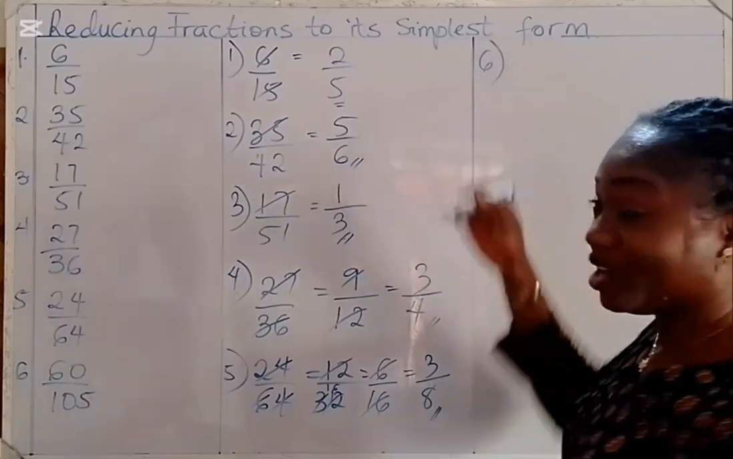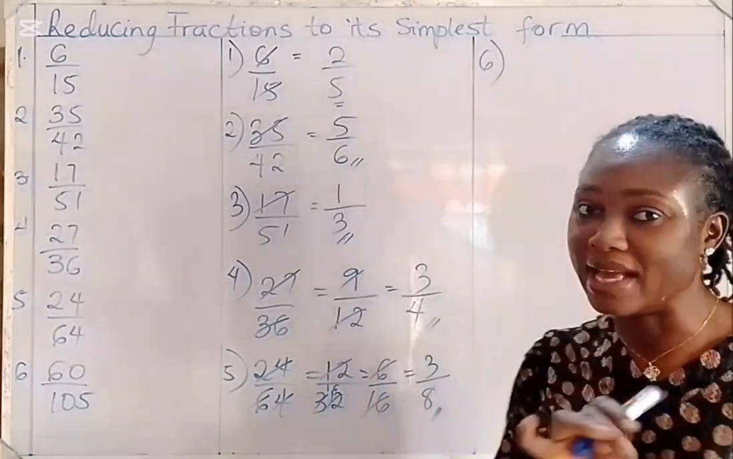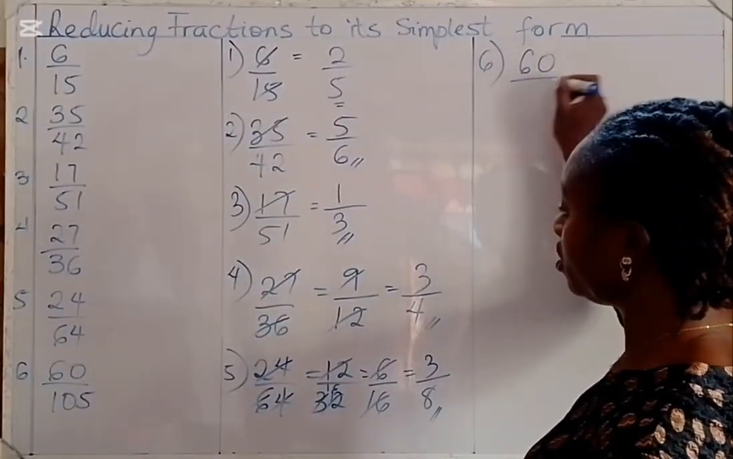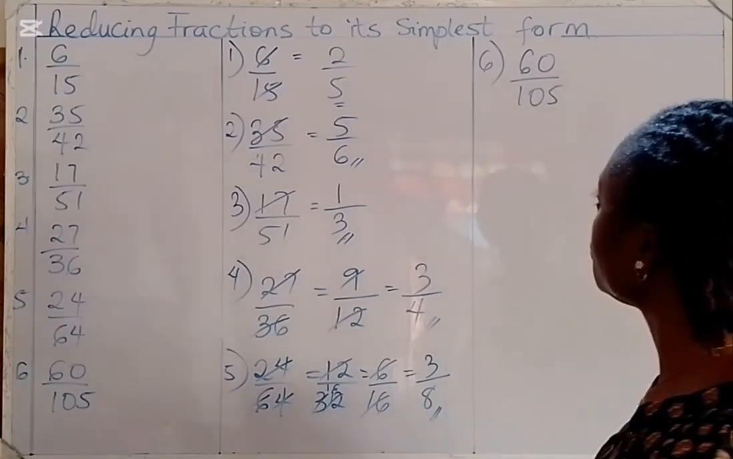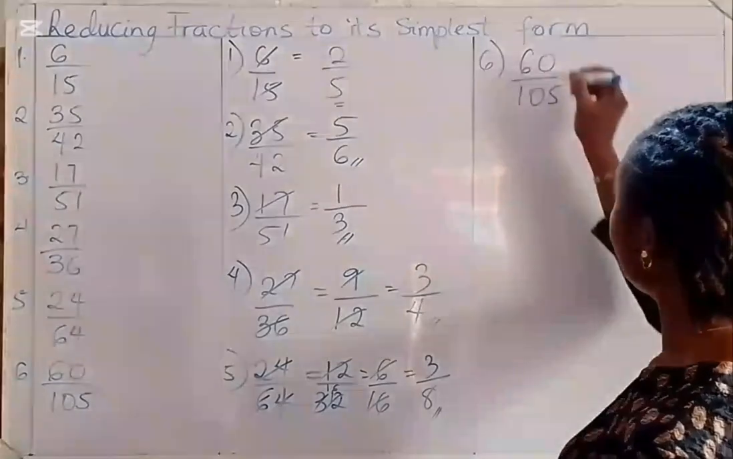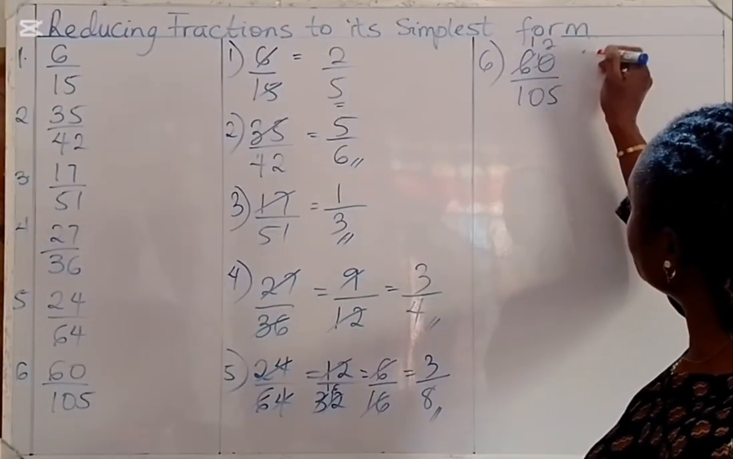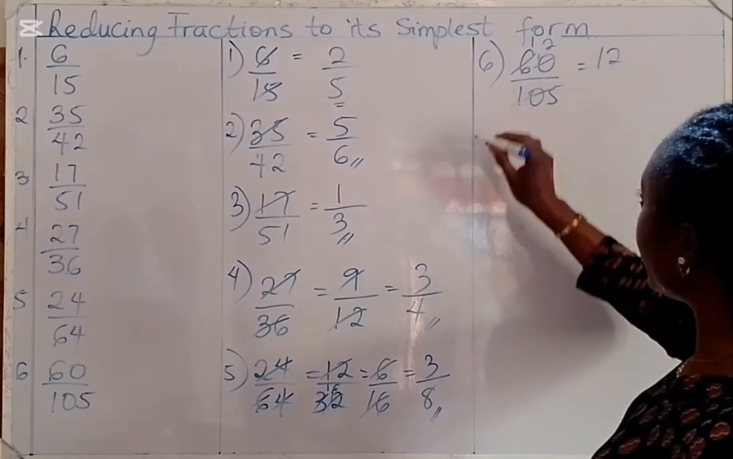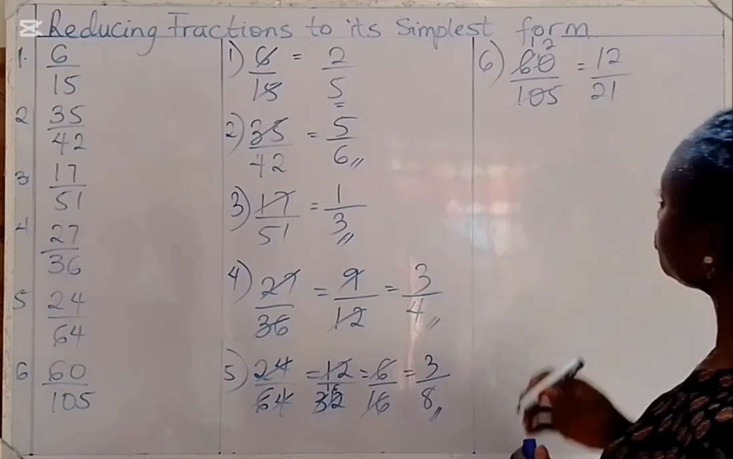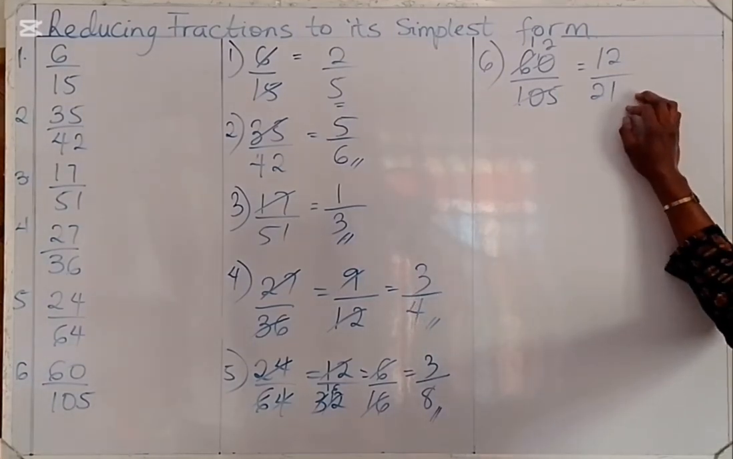I hope you're enjoying the simple method of reducing fractions to its simplest form. Now the next one is 60 over 105. Here we can start dividing our numbers using 5. So 5 can go in 6 once, and the remainder 1 in 10 is 2. So that's 12. 5 in 10 is 2, and 5 in 5 is 1. So we have 12 over 21.